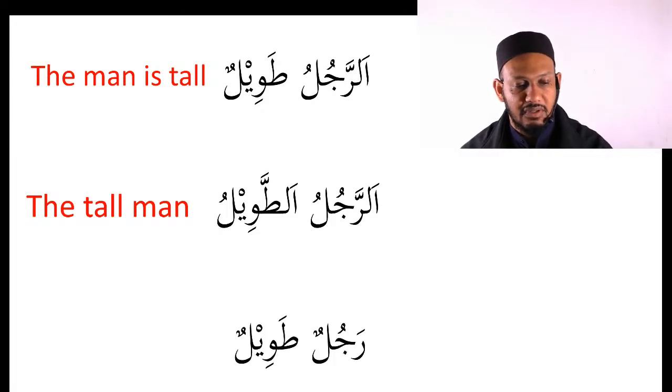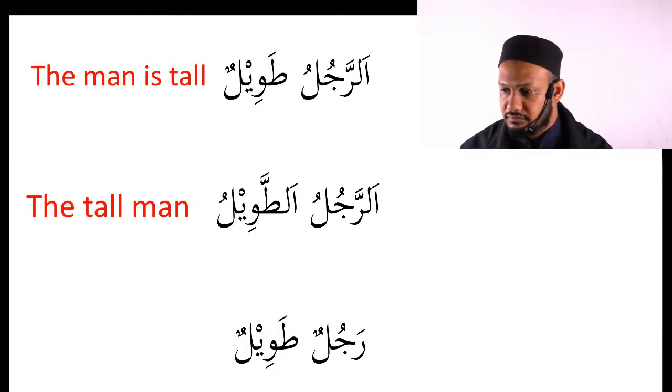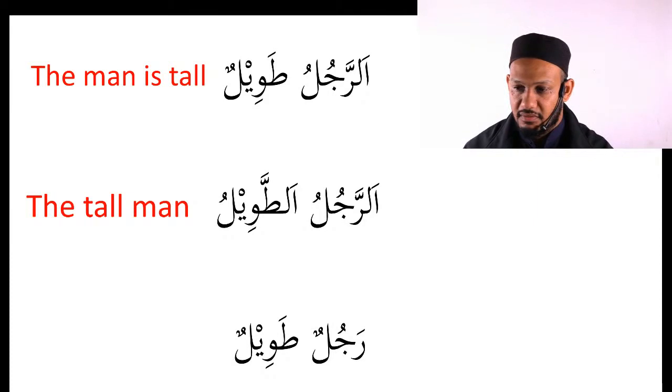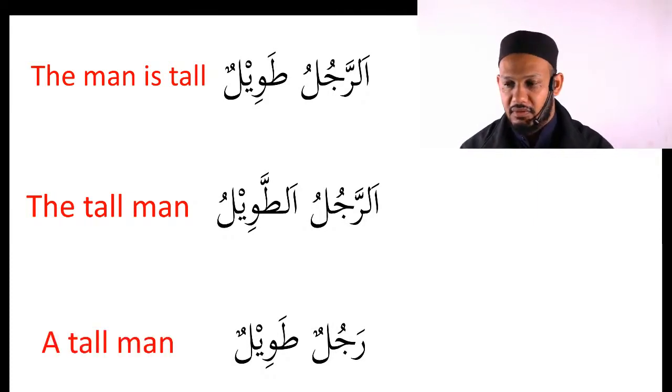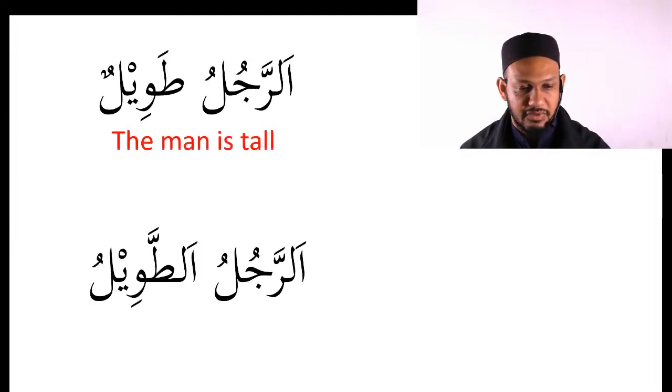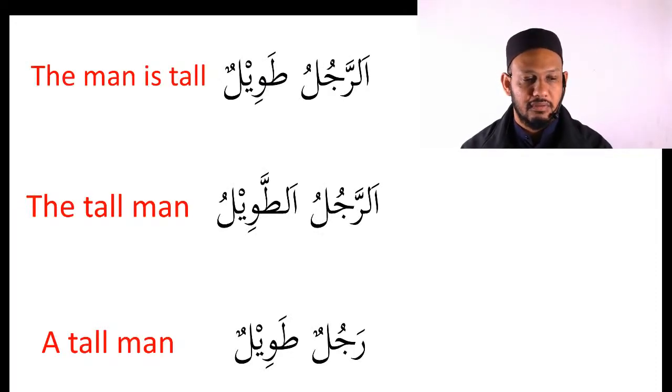Okay. And the third one here is what? Rajulun tawilun. The third one is what? Rajulun tawilun means a tall man. Oopsie. What am I doing here? Okay. So those are.